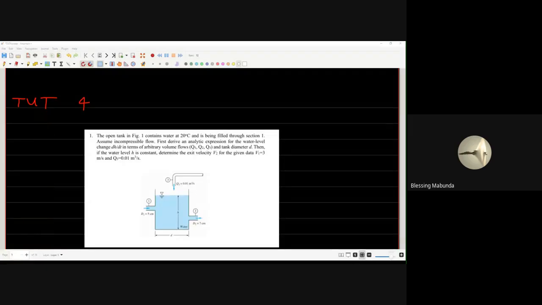The tank in the figure contains water at 20 degrees Celsius, and it is being filled through section 1. This is our section 1 here. And we are told to assume incompressible flow.